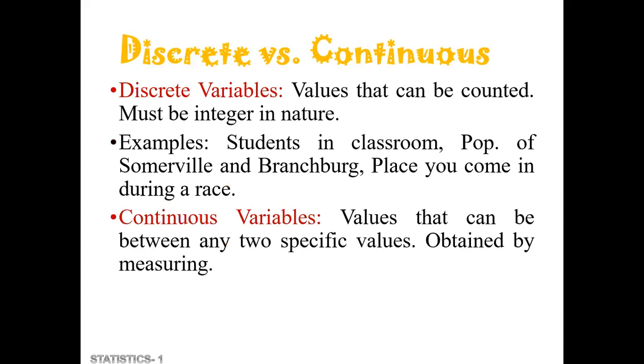What do you mean by a discrete variable? Here the values can be counted and must be an integer in number. In other words, a discrete variable is a variable which has a number that is an integer in nature. Examples are students in a classroom, or the population of a particular region or place. Whereas in a continuous variable, the values can be between any two specific values obtained by measuring.